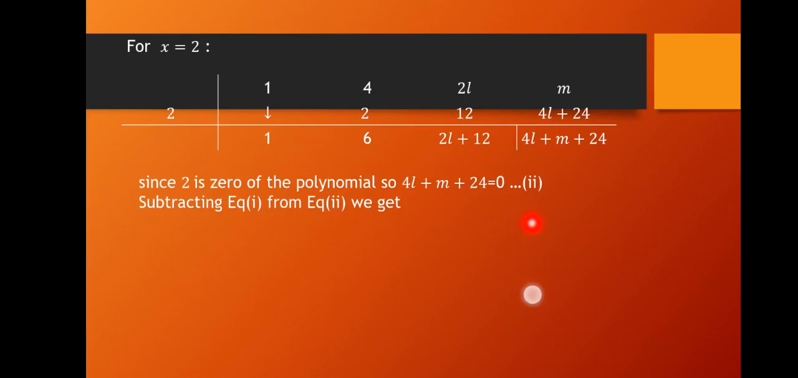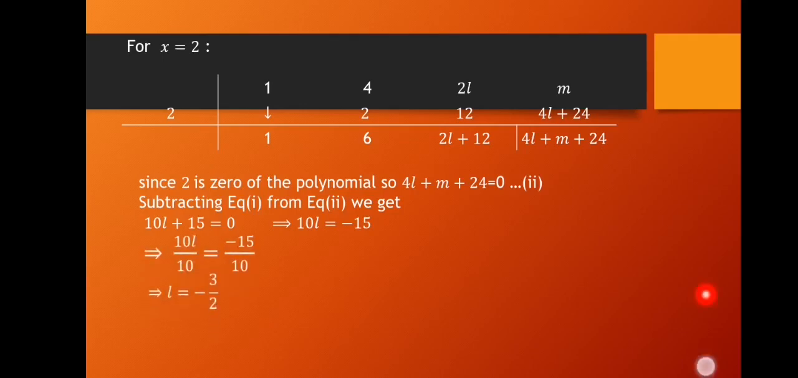Now we have two equations. In these two equations we have m as similar term. So we will subtract equation 1 from equation 2 to eliminate m, and we will get the value of L. It will be minus 10L plus 15 is equal to 0 will give us 10L is equal to minus 15, and L is equal to just minus 3 divided by 2.